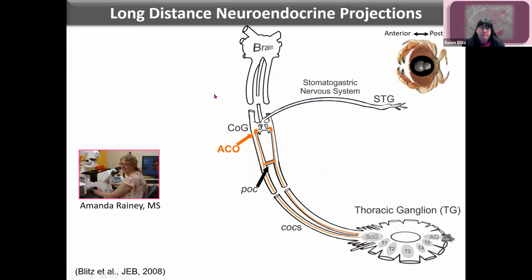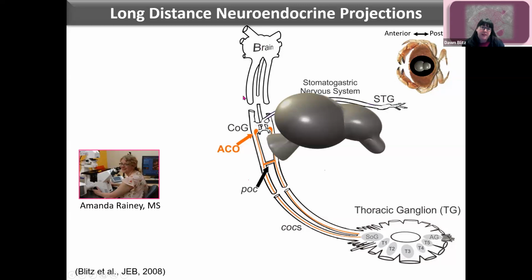And if anyone needs a little reminder about the rest of the crustacean central nervous system, we have the supraesophageal ganglion, or the brain, kind of behind the eyes. The COCs come down, and the COGs, the commissural ganglia, are little out pockets of those. And then the stomatogastric nervous system projects posteriorly, wrapping around the foregut, which would be about here. And then there's a really long distance that the COCs travel and enter into the thoracic ganglion way down in the ventral, way down in the belly of the crab. And thanks to Amanda Rainey for adapting this image for us.